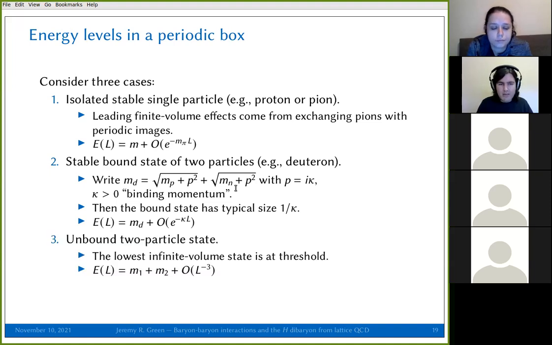And finally, in the case where it's an unbound state, in infinite volume, of course, the lowest state will be at threshold.